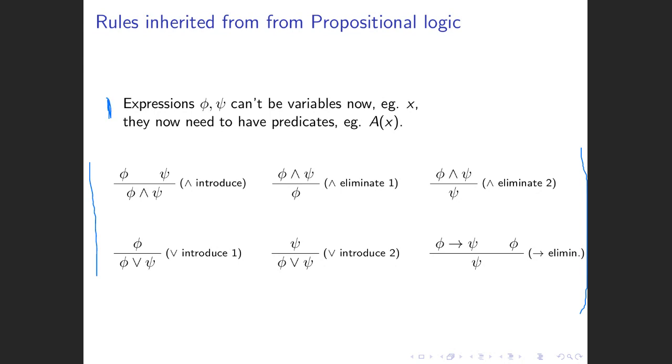So all you have to do to make the old rules work is just remember that phi and psi now aren't variables, they are predicated facts. So if you're going to say snow is red and the sky is blue, you can consider phi and psi as referring to the redness of the snow and the blueness of the sky. But they're going to be applied predicates looking like this: A of x, B of y.